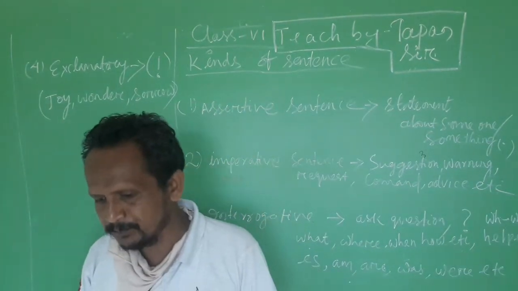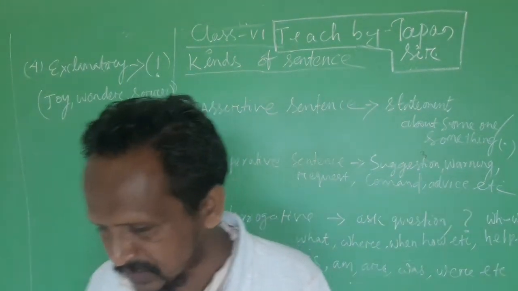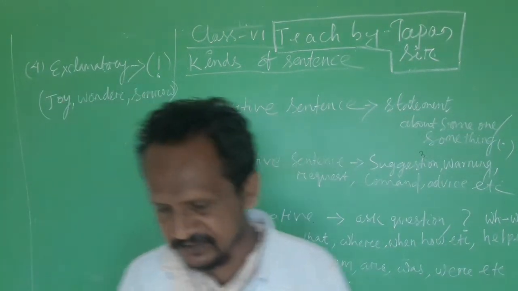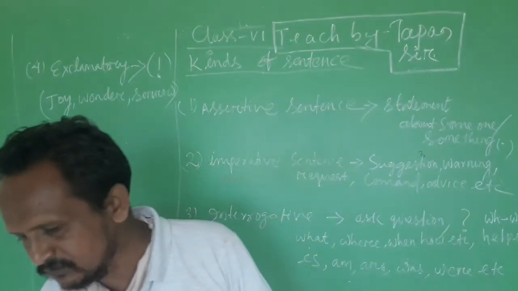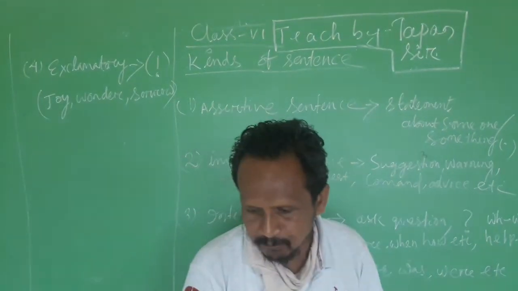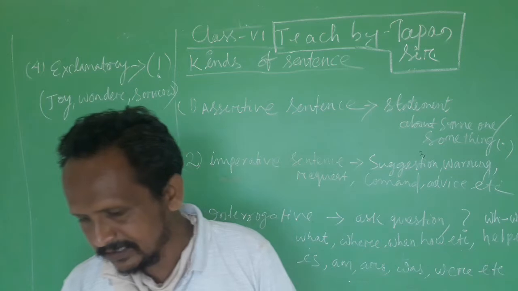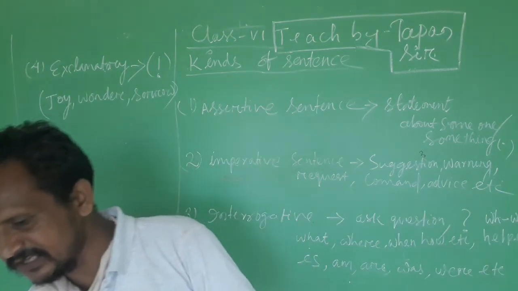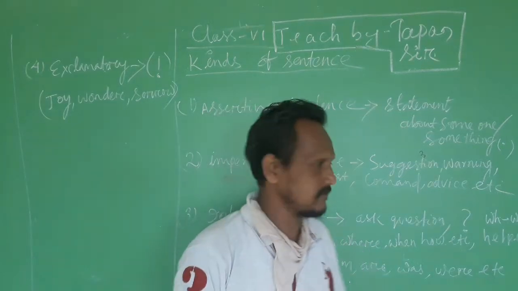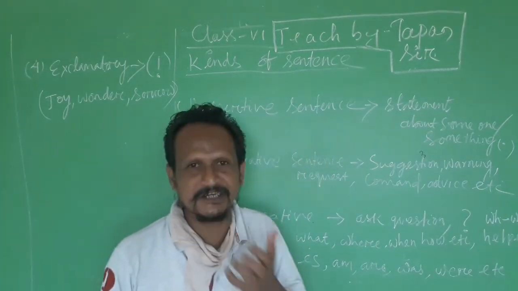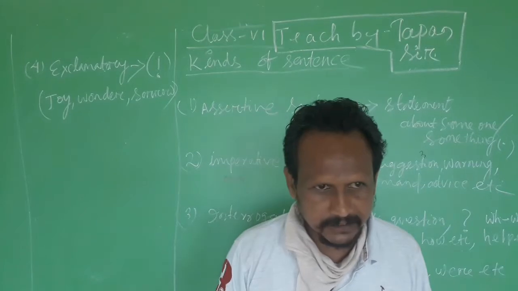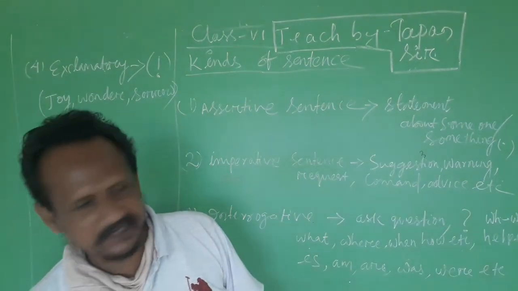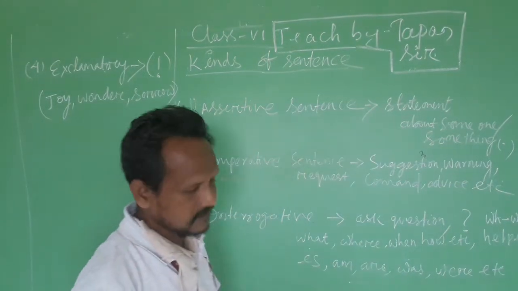For example, look at your book. The sun rises in the east. Honesty always pays. Salla watches cartoon channel for 15 minutes only. India won 6 medals in Olympic 2012. Mrs. Puja teaches us many good things. These are the examples of statements about somebody or something. Okay? So any kind of statement is called an assertive sentence.